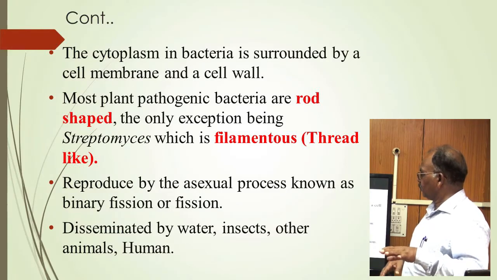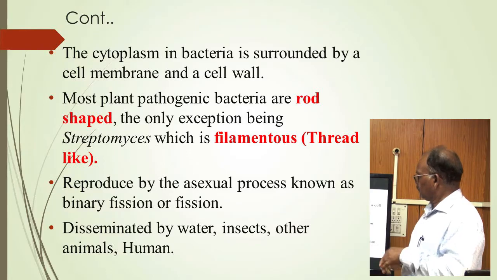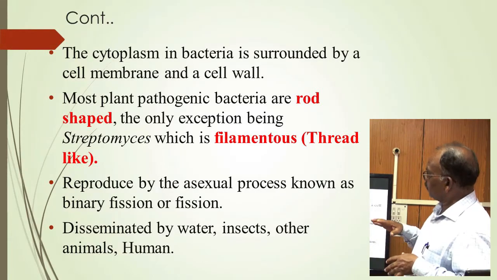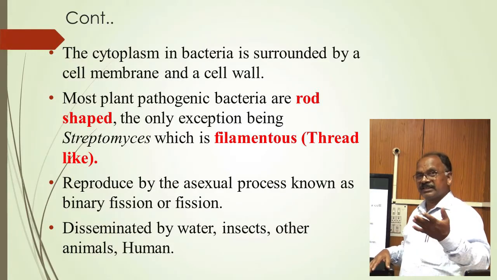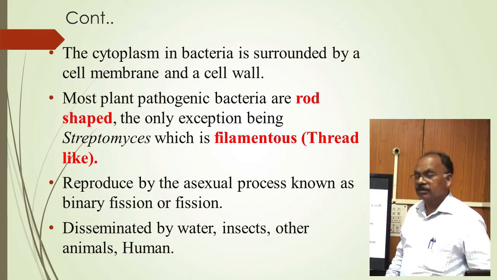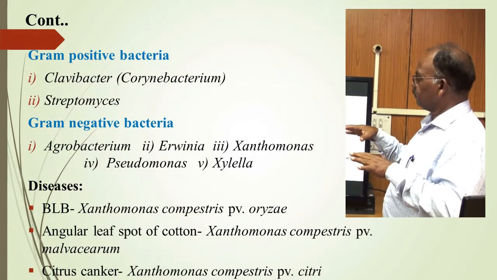The bacteria reproduce by an asexual process. That asexual process is known as binary fission or fission. They are disseminated by water, insects, animals, and human beings also. There are some examples which are gram positive and gram negative bacteria.